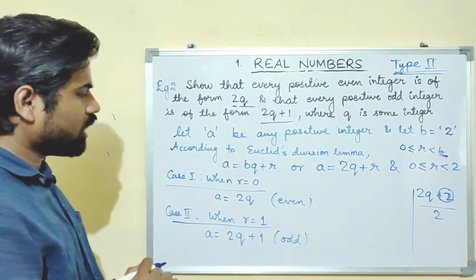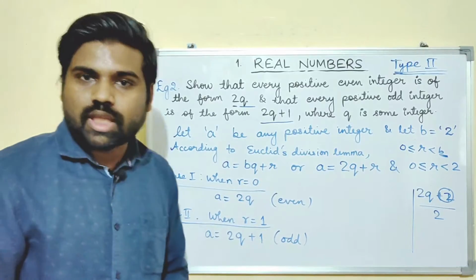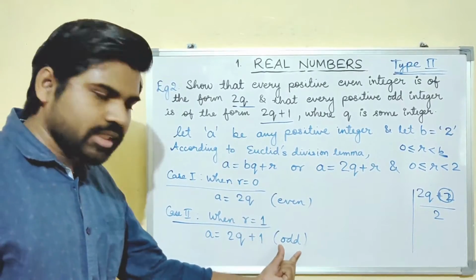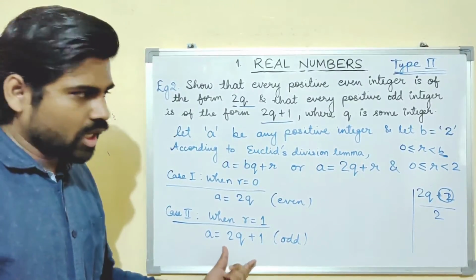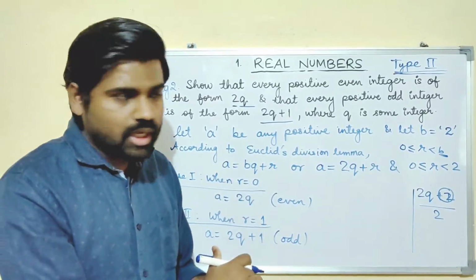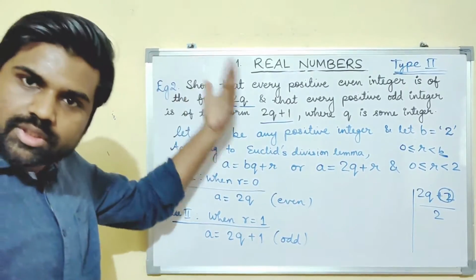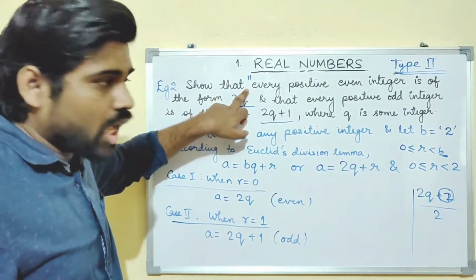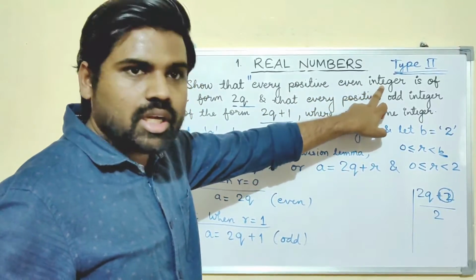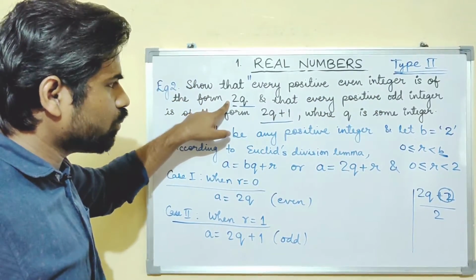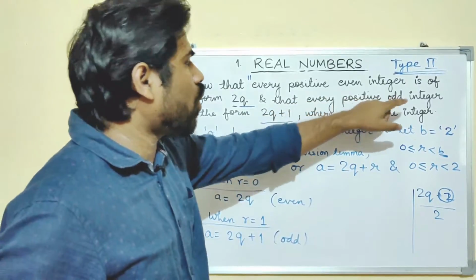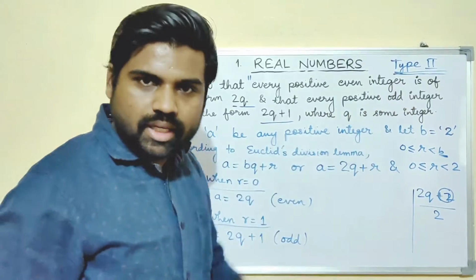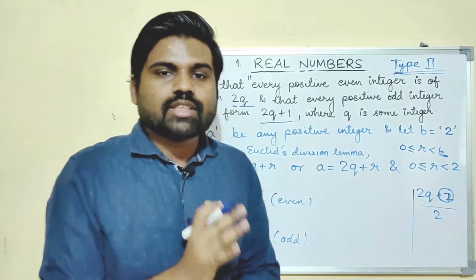Now what happens is that after doing this, you came to know that any even integer will be of the form 2q and odd integer will be of the form 2q plus 1. Now how will you conclude this question? You will conclude this question by writing the question itself. Funny, isn't it? See, you will write in the end that from here, every positive even integer is of the form 2q and that every positive odd integer is of the form 2q plus 1, where q is some integer. Let me just revise it for you.